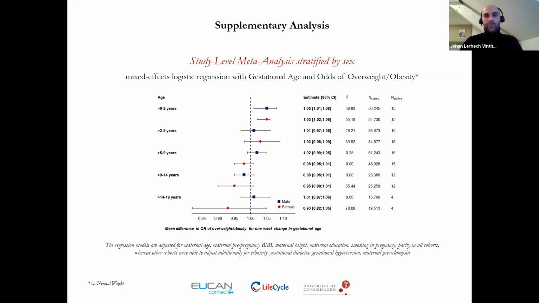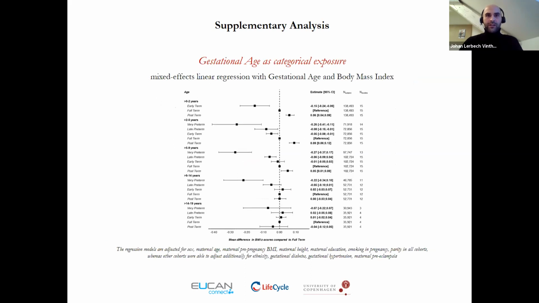where for boys the picture is more blurred. So overall, we see that it seems that the association is positive in childhood and also in the late childhood, whereas in adolescence something is happening. And obviously looking at gestation age as a continuous variable gives you some information, but I've also looked at gestation age in categories to see whether this gives us more information. So splitting up the groups in very preterm, late preterm, early term, full term, and post term.